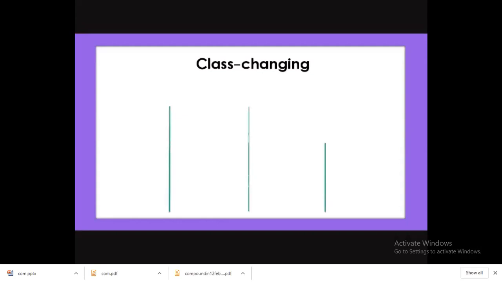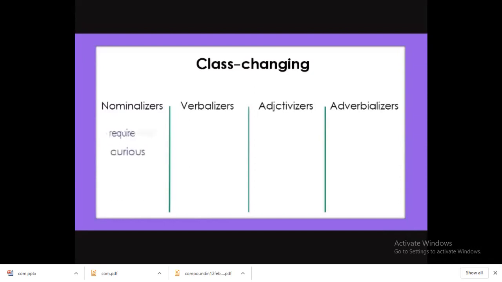With only adding a class-changing affix to a word, you can nominalize it, which means turning it into a noun, verbalize it, which means turning it into a verb, adjectivize it, which means turning it into an adjective, and adverbialize it, which means, ding ding ding, turning it into an adverb. We can get nouns out of verbs and adjectives. We can get verbs out of nouns and adjectives. We can get adjectives out of nouns and verbs. And we can get adverbs out of nouns and adjectives.